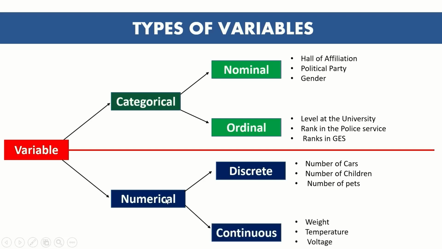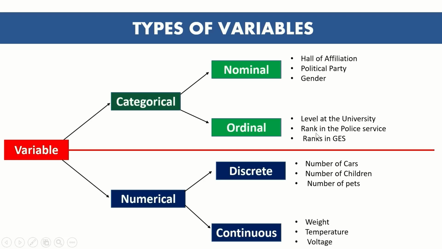Now the other type of numerical variable is continuous. These are the numerical variables we measure and they can assume decimals. An example is weight. Someone can say that my weight is 45.3 kg. We can also get temperature, we measure voltage.